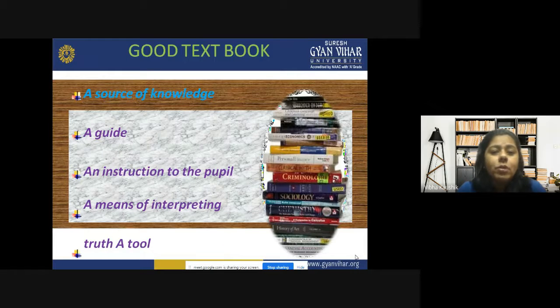Good textbook: a source of knowledge, means a lot of information or knowledge should be gained from the textbook. A guide and instruction to the people, means the student will be able to get the instructions from it. A means of interpreting a truth, a tool, means it's a tool which can be used by a pupil or a teacher.